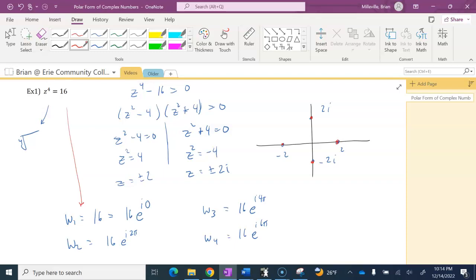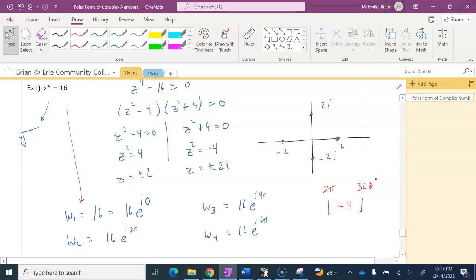All right, and we're taking a 4th root, and what we're going to see is we're dividing the 360 degrees, or 2 pi radians, up into 4 pieces. We saw in our previous video that when we take a square root, we'd be dividing the angles by 2. In this case, we're taking the 4th root, so we're going to divide the angles by 4.